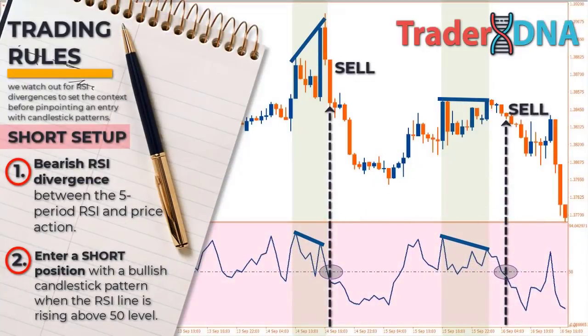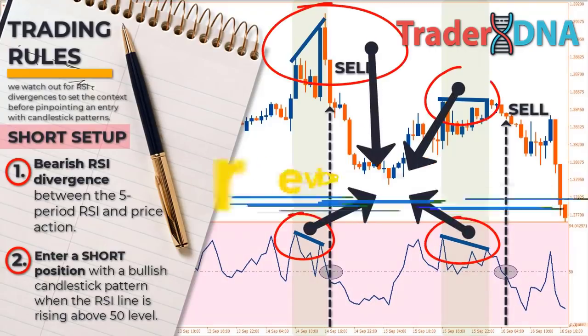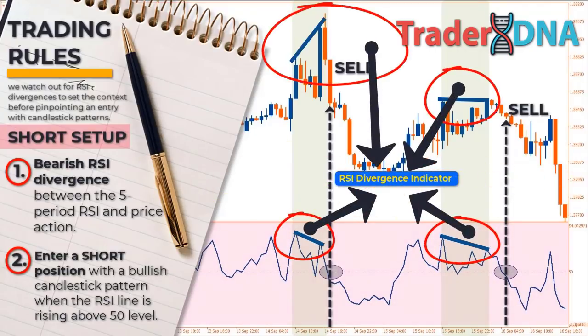For identifying RSI divergences, simply follow the RSI divergence indicator signals. This is one of the most accurate indicators for detecting RSI divergence. It generates fewer signals but with very high accuracy.